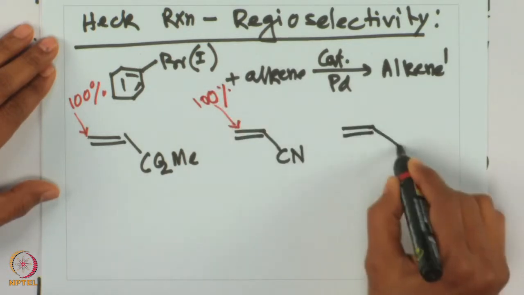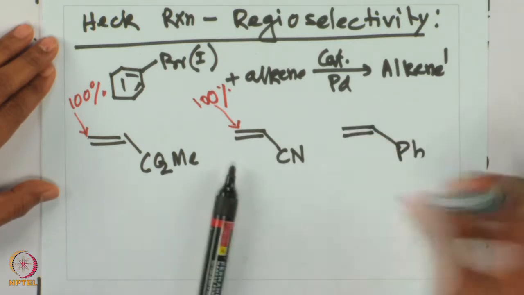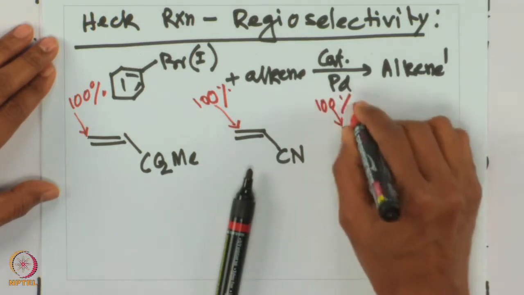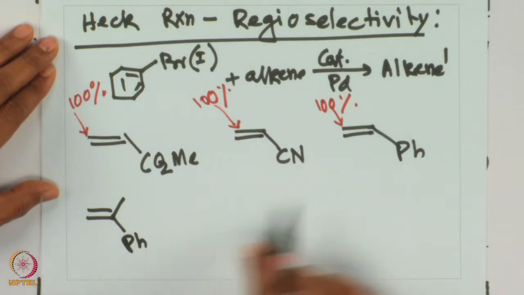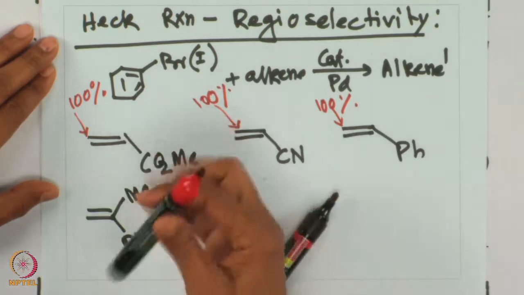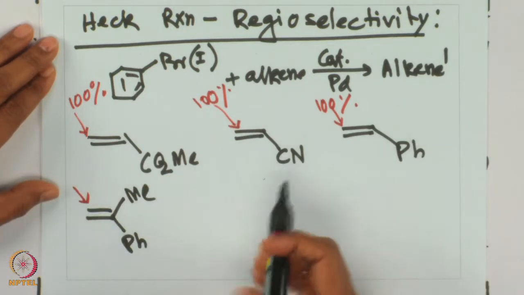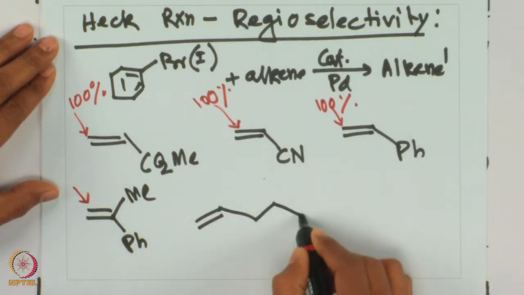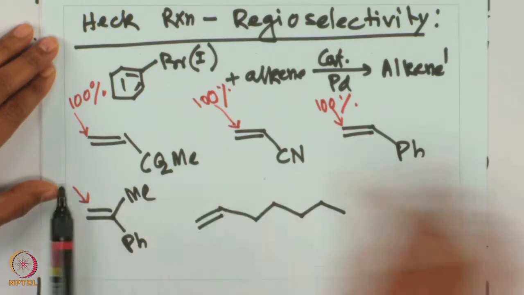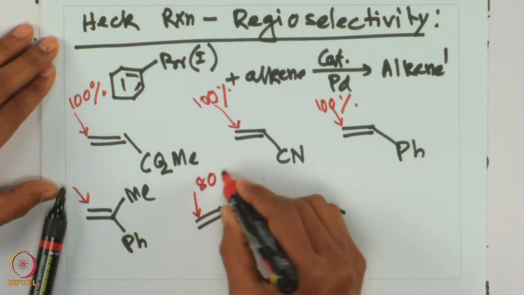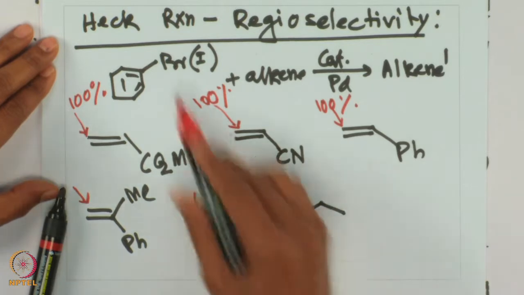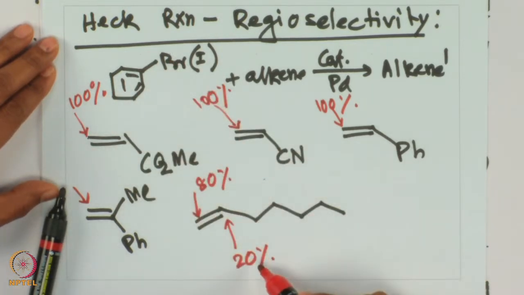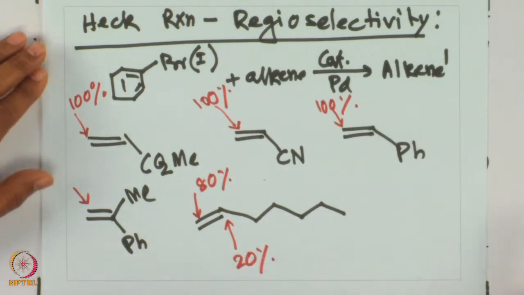If you take styrene, once again you get a similar 100% selectivity at this end. Even if you take alpha methyl styrene, you will get the same thing over here. If you take something like an aliphatic olefin, you now get a mixture of 80-20: for aryl bromide it is 80% over here and 20% over here. If it is aryl iodide we are using, that would be 90% and this side will be 10%. Now, that is very interesting, right.